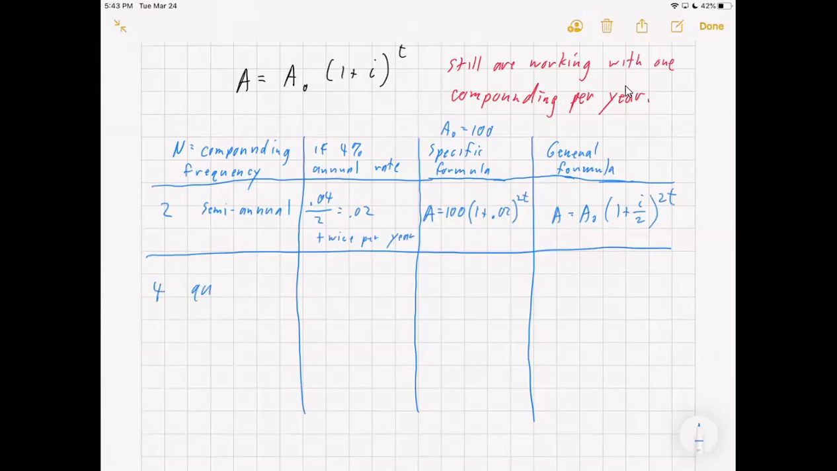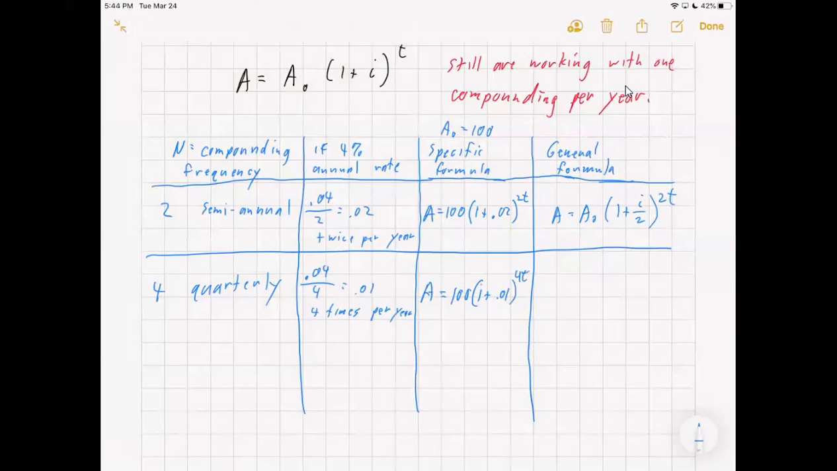So this is what happens if you give your interest out quarterly. This is more common than giving semi-annual interest. If we're going to do that quarterly, then we would take the 0.04 of interest and divide it by 4. That would mean each time we would give 0.01, but we would do that 4 times per year. So A would equal 100, our starting investment, times 1 plus 0.01, and we would do that 4 times per year.